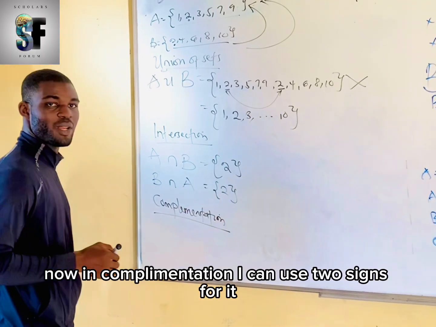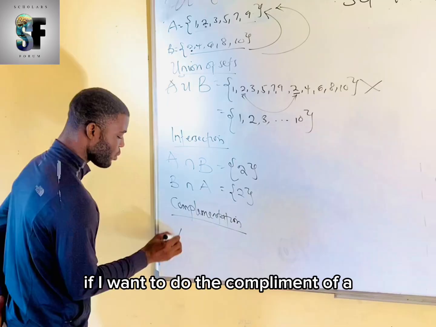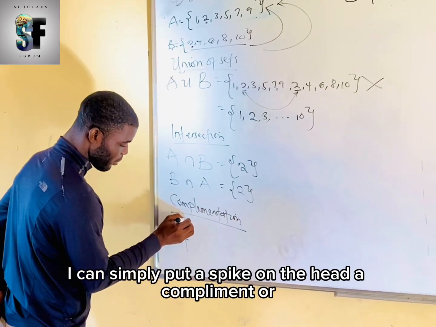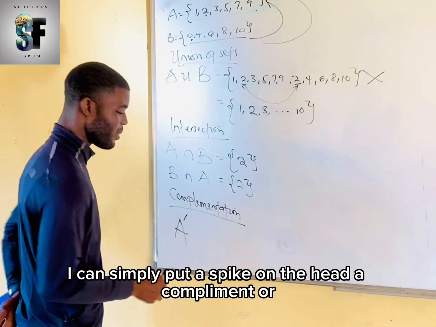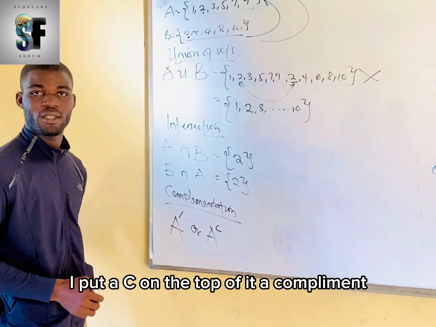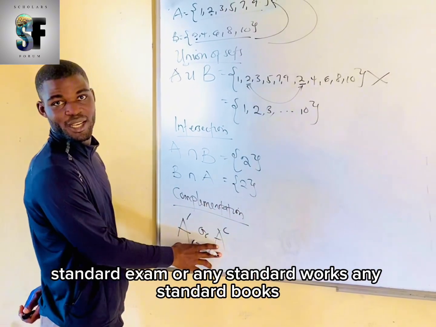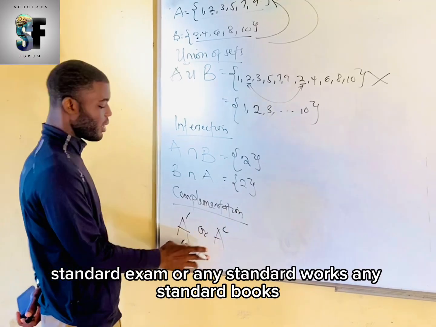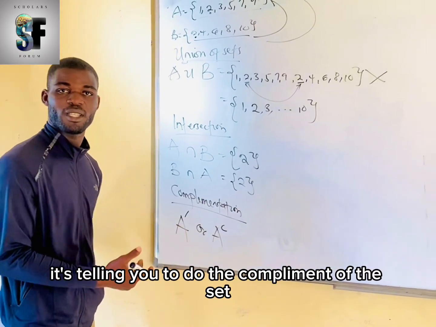Now in complementation, I can use two signs for it. If I want to do the complement of A, I can simply put a strike on the head, A complement. Or I put a C on the top of it, A complement. So in any of these that you see in any standard exam or any standard books, it's telling you to do the complement of the set.